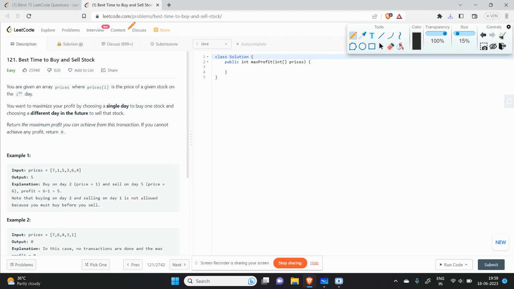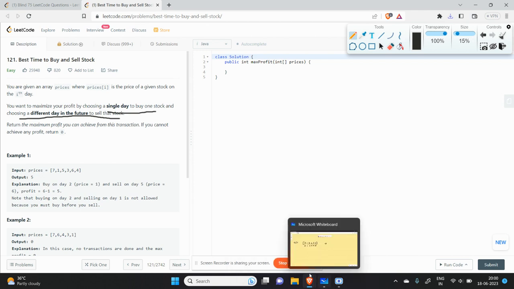We are given an array prices where prices[i] is the price of a given stock on the ith day, and you want to maximize your profit by choosing a single day to buy one stock and choosing a different day in the future to sell that stock. And we need to return the maximum profit you can achieve from this transaction. If you cannot achieve any profit, we need to return zero.